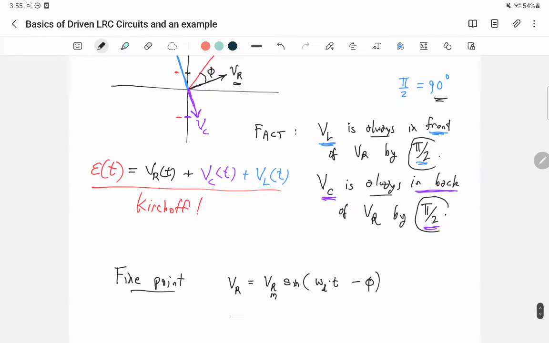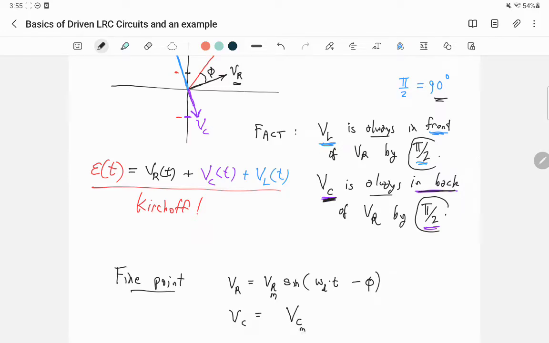Let's think about V sub c. All right, so V sub c has to be 90 degrees out of phase with V sub r. And in fact, it's got to be behind, right? It lags.